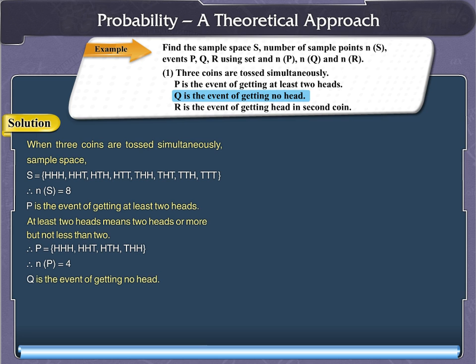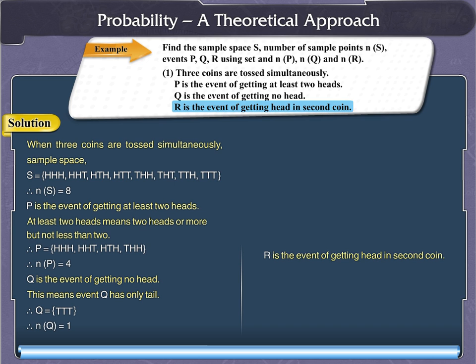Q is the event of getting no head. This means event Q has only tails. We select the sample point which has only tails from S. Therefore, set Q contains the element TTT. Therefore, n of Q is 1.